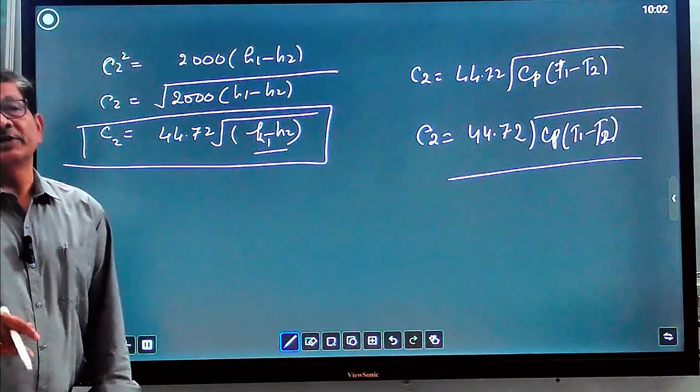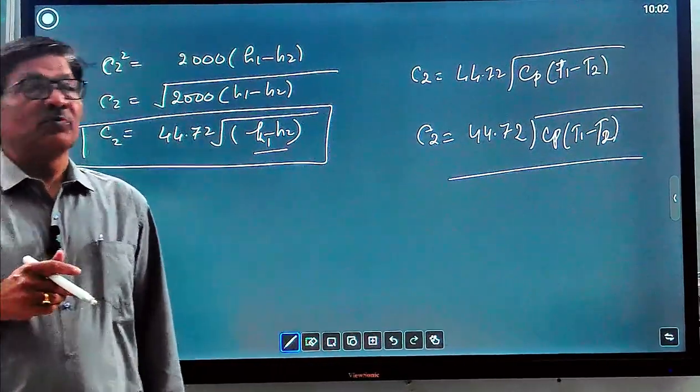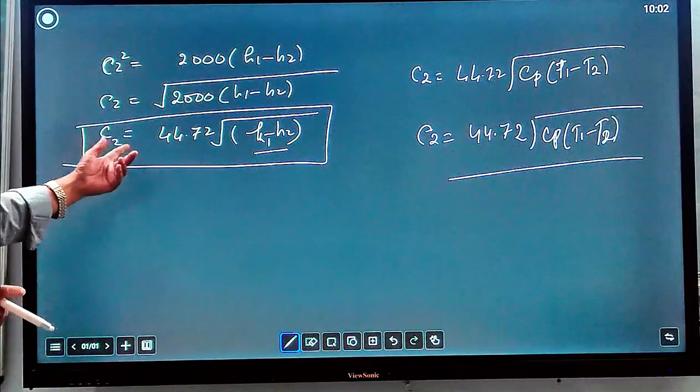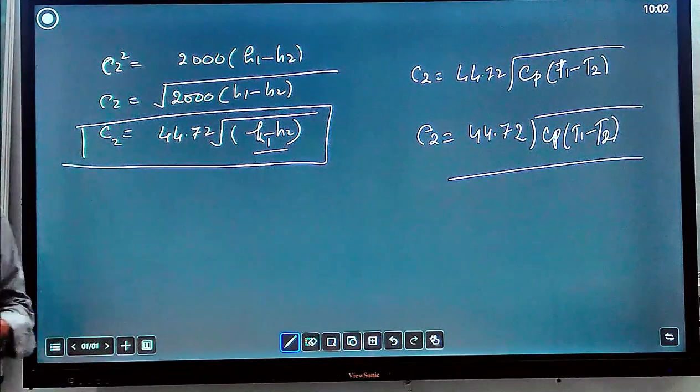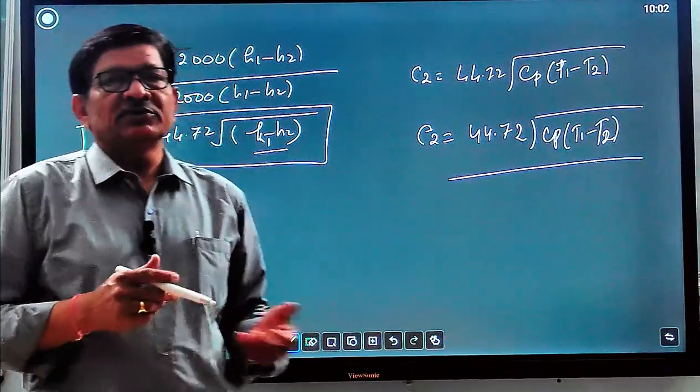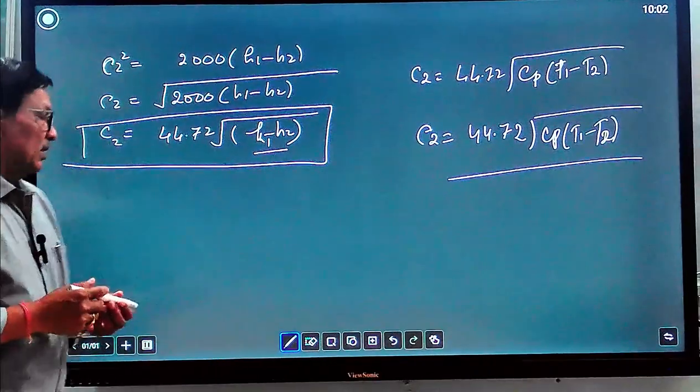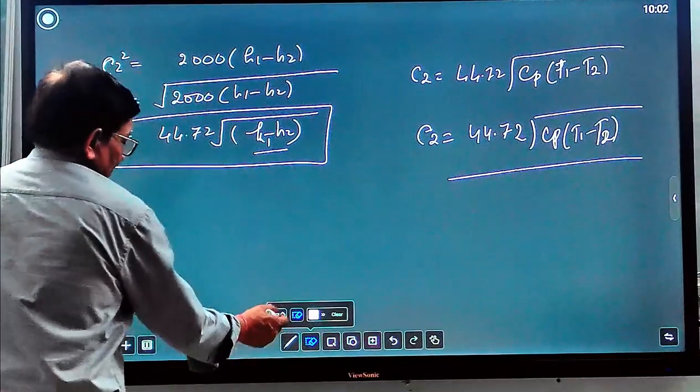Whatever data is given, whatever values are given, you have to modify this equation. But this is the most important equation, and so many times you have to calculate exit velocity by using this equation. Now let us see what is nozzle efficiency.